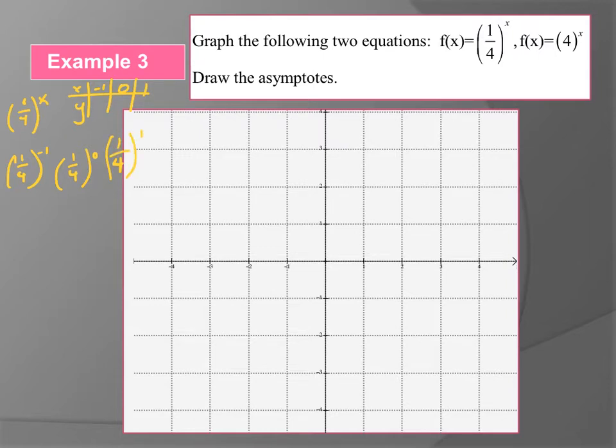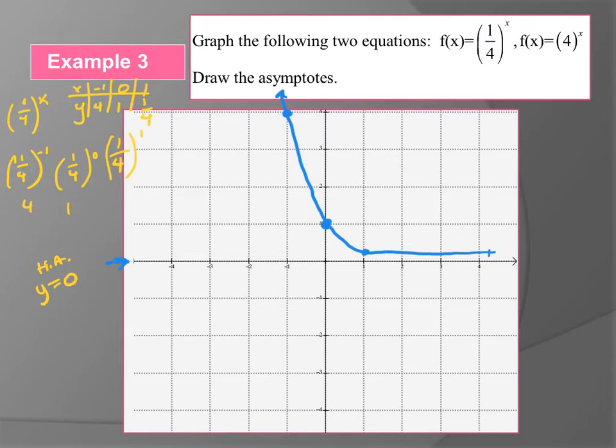So what's 1/4 to the -1? 4. What's 1/4 to the 0? 1. What's 1/4 to the first? 1/4. So I'm going to plot those points. Okay, -1 and 4, 0 and 1, 1 and 1/4. Because there's no vertical shift yet, I know that there should be an asymptote at y equals 0, okay?